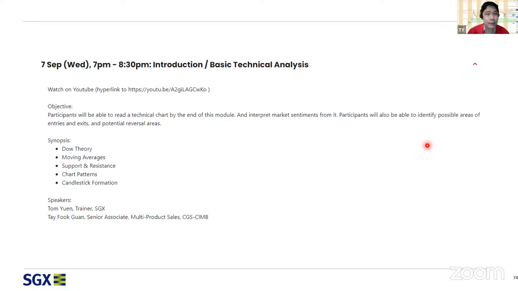I realized that I have promised the organizer to actually deliver these few things. So I've done Dow theory, moving average, support resistance, candlestick formation, but realized that I did not touch chart pattern. The reason is because in my own course itself, in the basic module, I don't have chart pattern, because to me, I feel that chart pattern belongs to a bit more advanced topic, right? Whereby I need my foundation to talk about where to look for chart pattern.